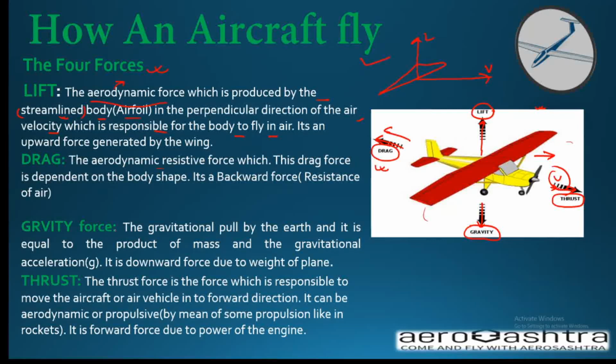Okay. Now the gravity force is basically the gravitational pull by the earth, and it is equal to the product of mass and the gravitational acceleration g. It is a downward force due to the weight of the plane. Suppose the mass of the plane is m and the gravitational acceleration is g, so the weight will be m into g, in Newtons.